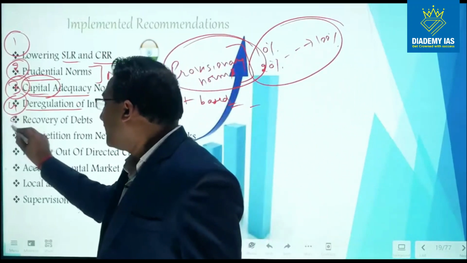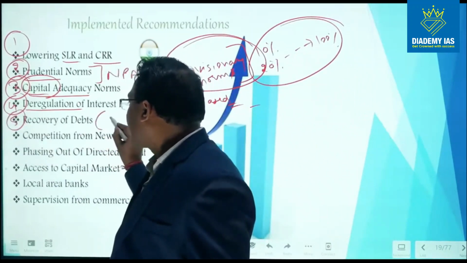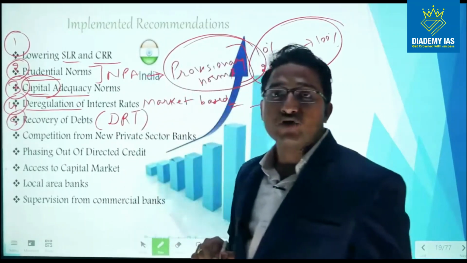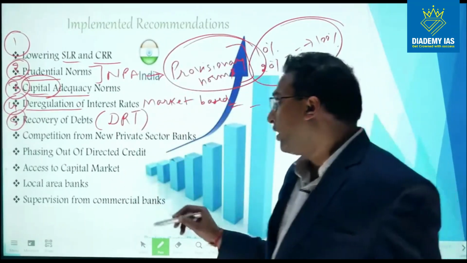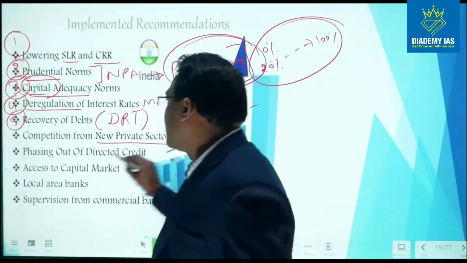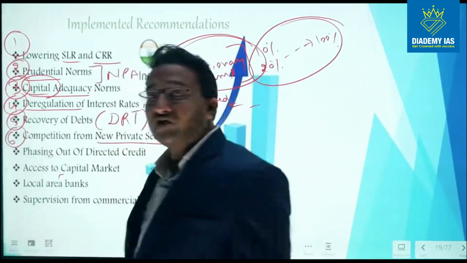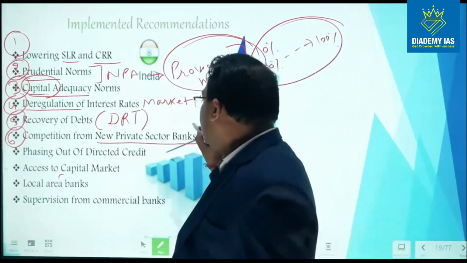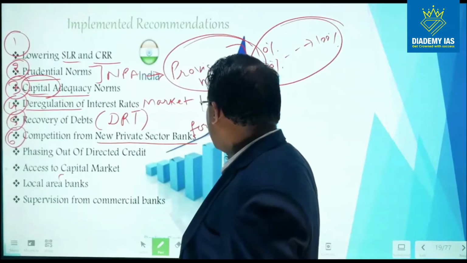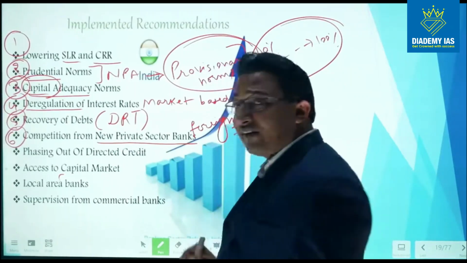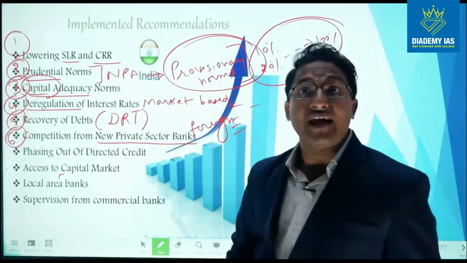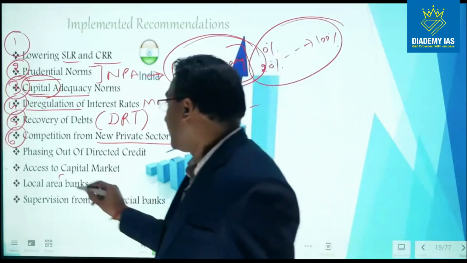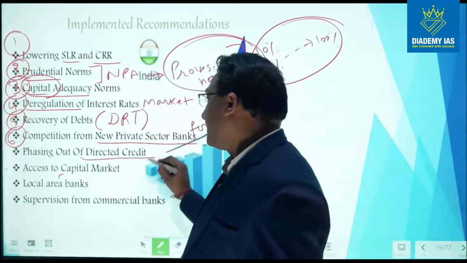Recovery of debts. For the recovery of debts, new acts like the Debt Recovery Tribunal Act were started, and because of that the recovery became easy. Competition from the new private sector banks. So the new private sector banks were given licenses. Around 20 new private sector banks, including foreign banks, were allowed, right? So you can see ICICI, HDFC, Axis Bank, all these banks actually got licenses at that point of time.